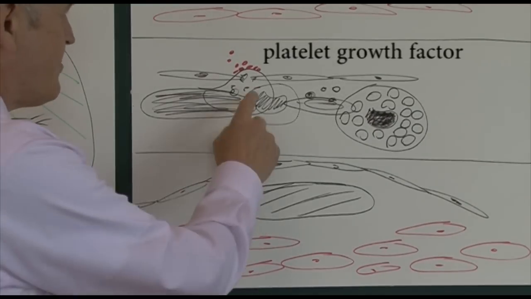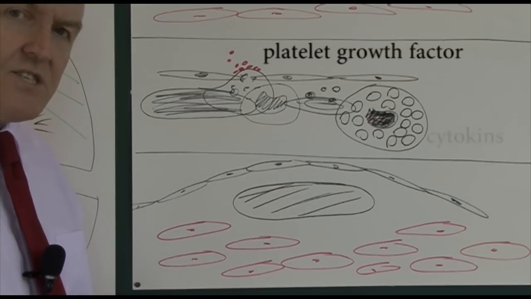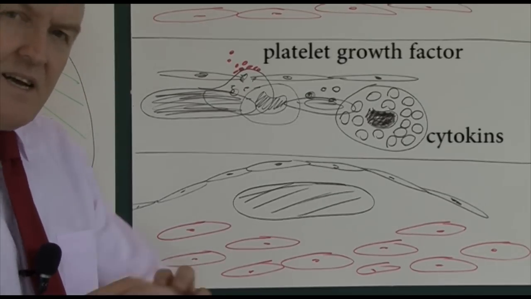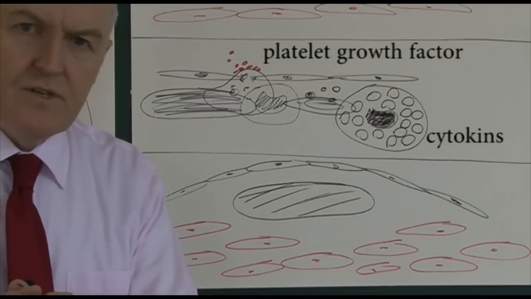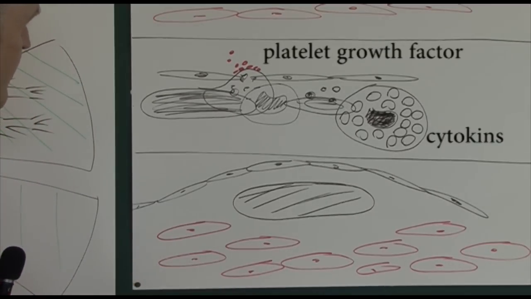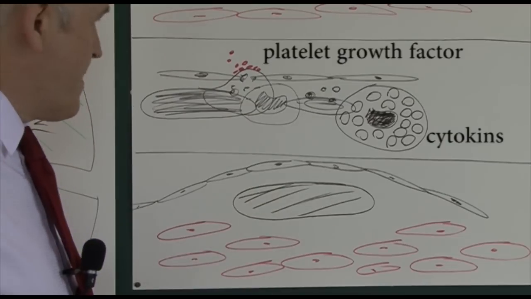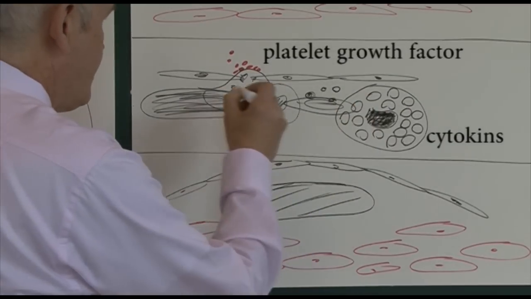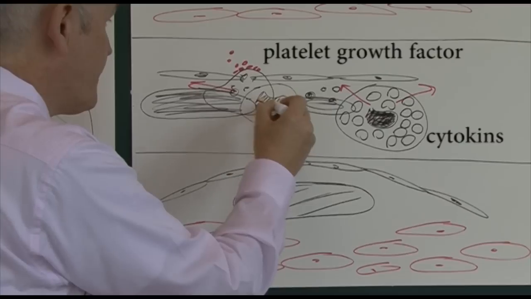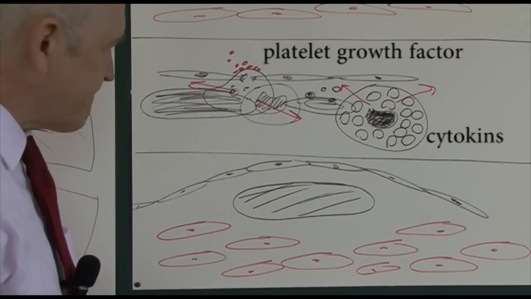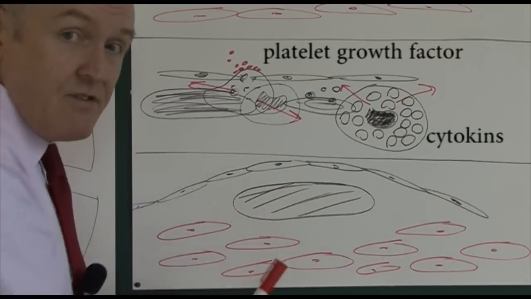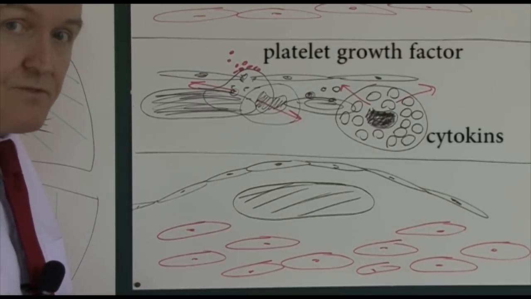Also, the macrophages themselves release cytokines. You probably remember that cytokines are chemical messengers that go from one cell to another cell. They're like very short-range hormones, really. So we've got the release of platelet-derived growth factors, and we've got the release of other growth factors from the macrophages. Remember, this macrophage is now a foam cell, isn't it? We've got the release of growth factors. So this area now has platelet-derived growth factor and macrophage-derived cytokine growth factor in this area.